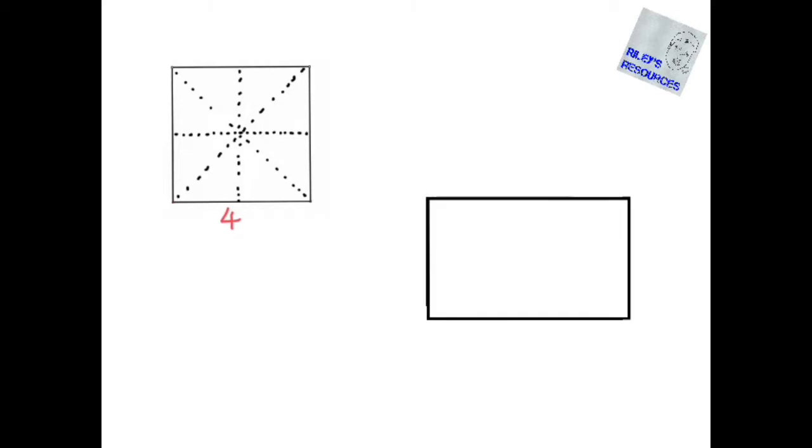This rectangle is an oblong. It's got one pair of parallel lines here, and another pair of parallel lines which is slightly longer. I wonder if it changes the amount of lines of symmetry it has. It has one line of symmetry here, and one line of symmetry here. It has got 2 lines of symmetry.